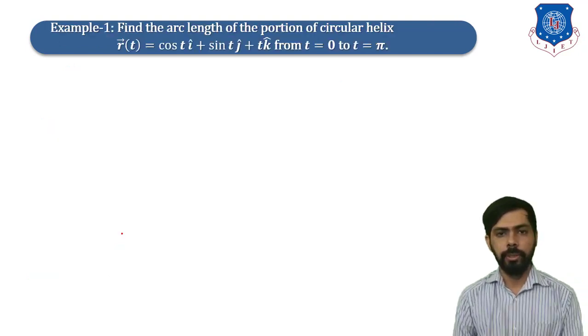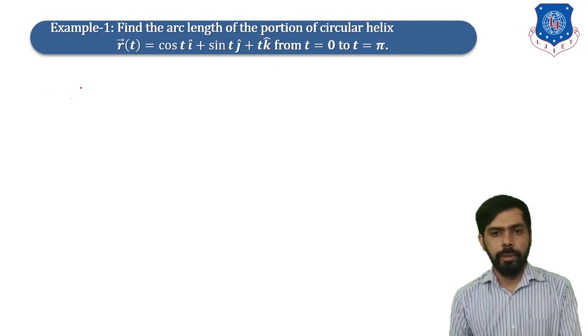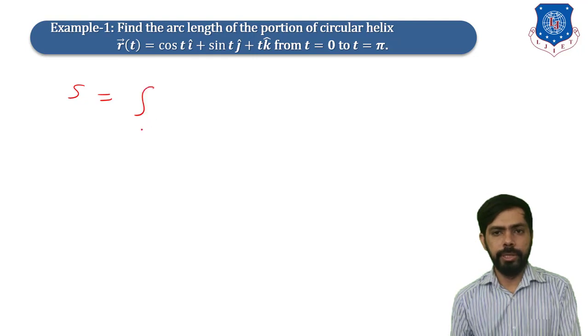First example: find the arc length of the portion of the circular helix where r(t) is equal to cos t i plus sin t j plus t k from t equal to 0 to t equal to pi. So here we will use the formula, S is equal to the integration from a to b, and here the limit is from t equal to 0 to pi, magnitude of r bar dash t dt.